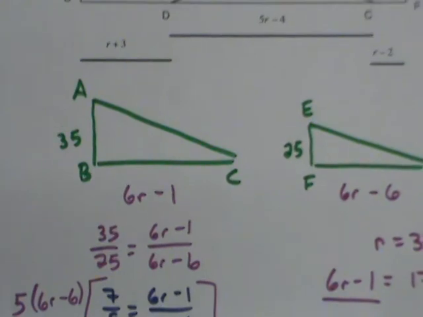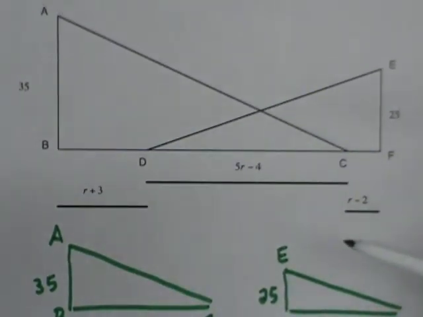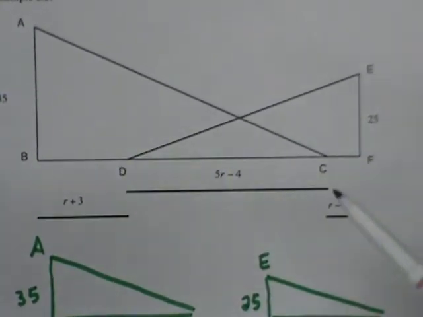Here is our second example of having triangles that are converging. They're pointing towards one another.